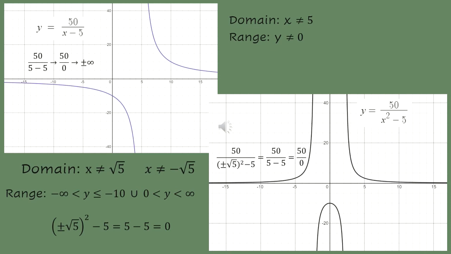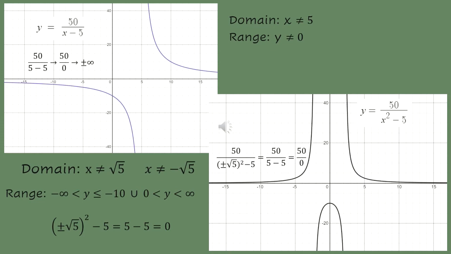And then there's a gap, so then we pick up on the other side of 0 and go up to infinity. So we actually hit negative 10, but it's not possible to hit 0. So notice the notation. Negative infinity is less than y is less than or equal to negative 10, union, meaning include, then from 0, less than y, less than infinity.